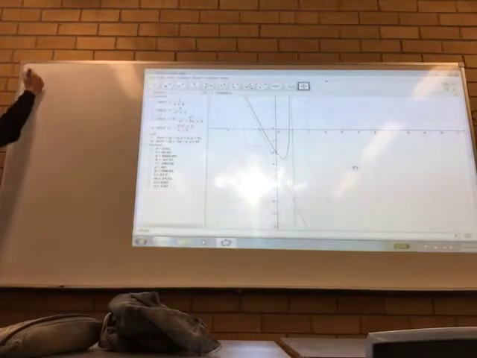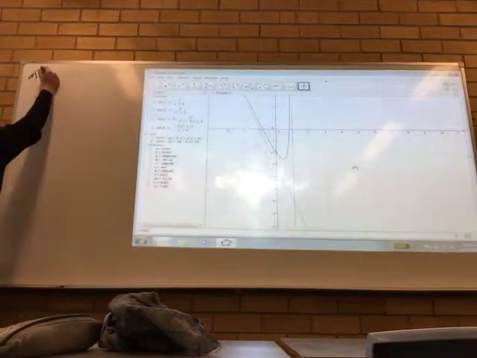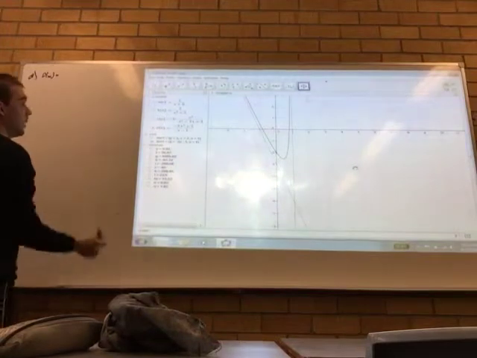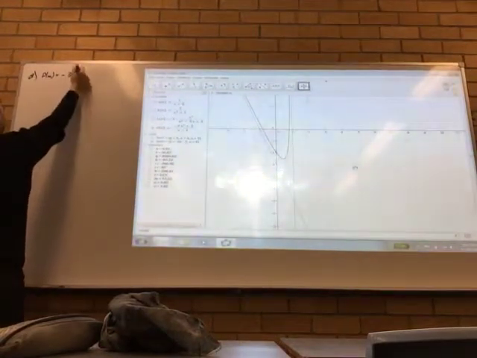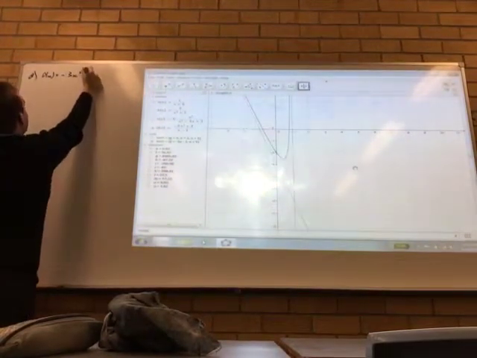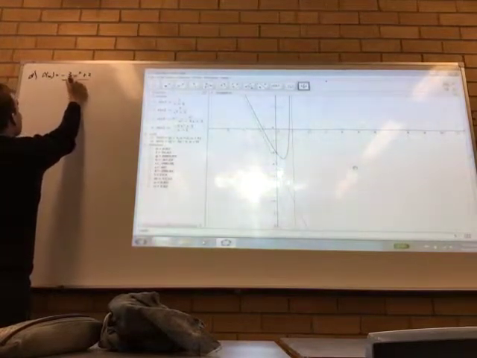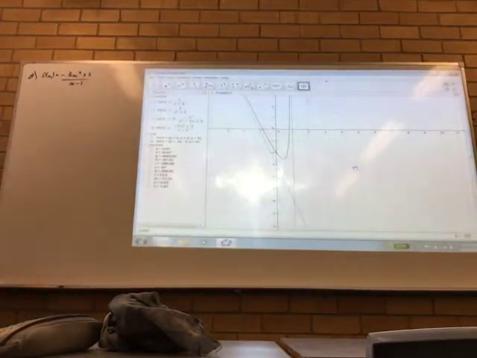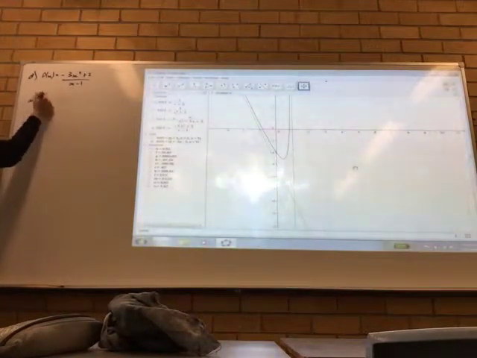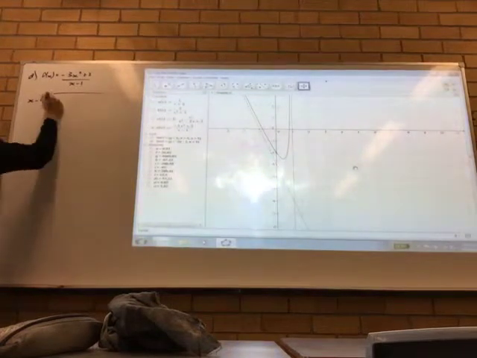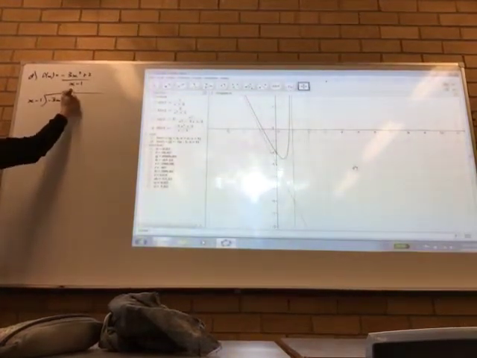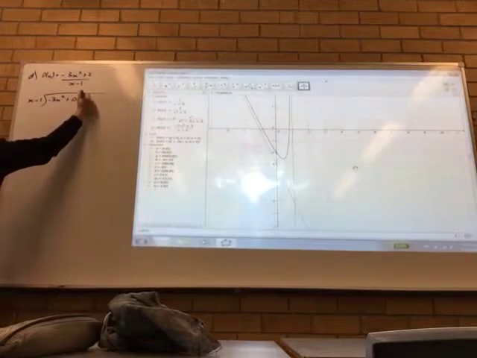Alright, so D. So we got f of x equals negative 3x squared plus 2 all over x take away 1. Right, the degree of the numerator is greater than the degree of the denominator. So the first thing you will need to do is a long division. Alright, so x take away 1 into negative 3x squared plus 0x plus 2.